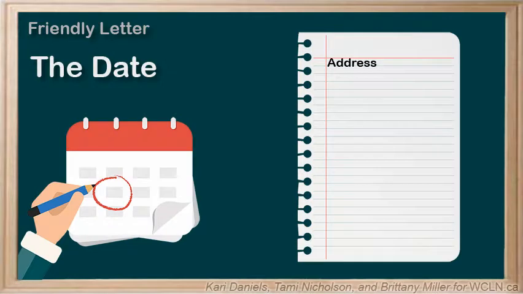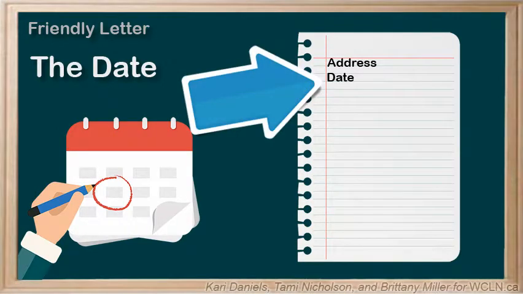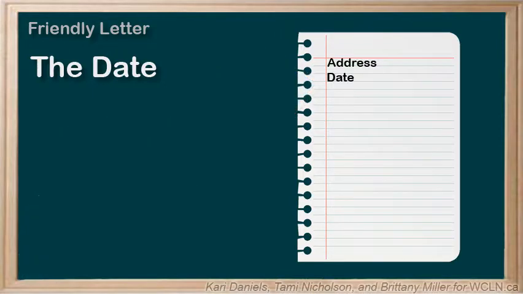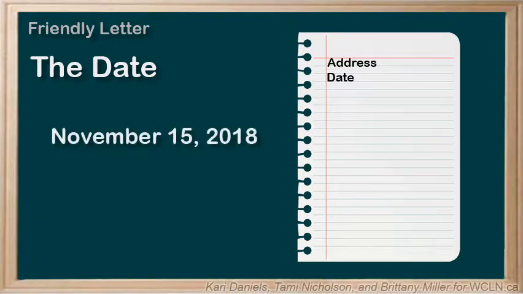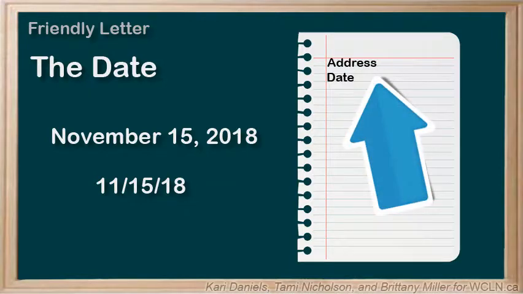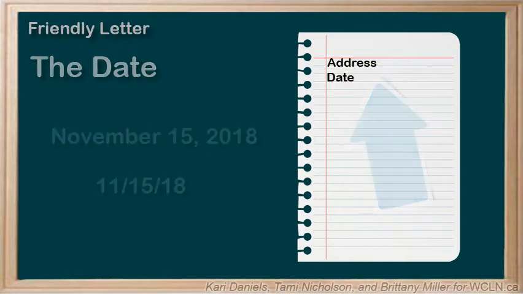The date goes at the top of your letter. It lets the person you are writing to know when you wrote the letter. Write out the date, for example, November 15th, 2018, or abbreviate it using only numbers indicating the month, day, and year. The date needs to be located under the sender's address on the top of the page above the greeting.